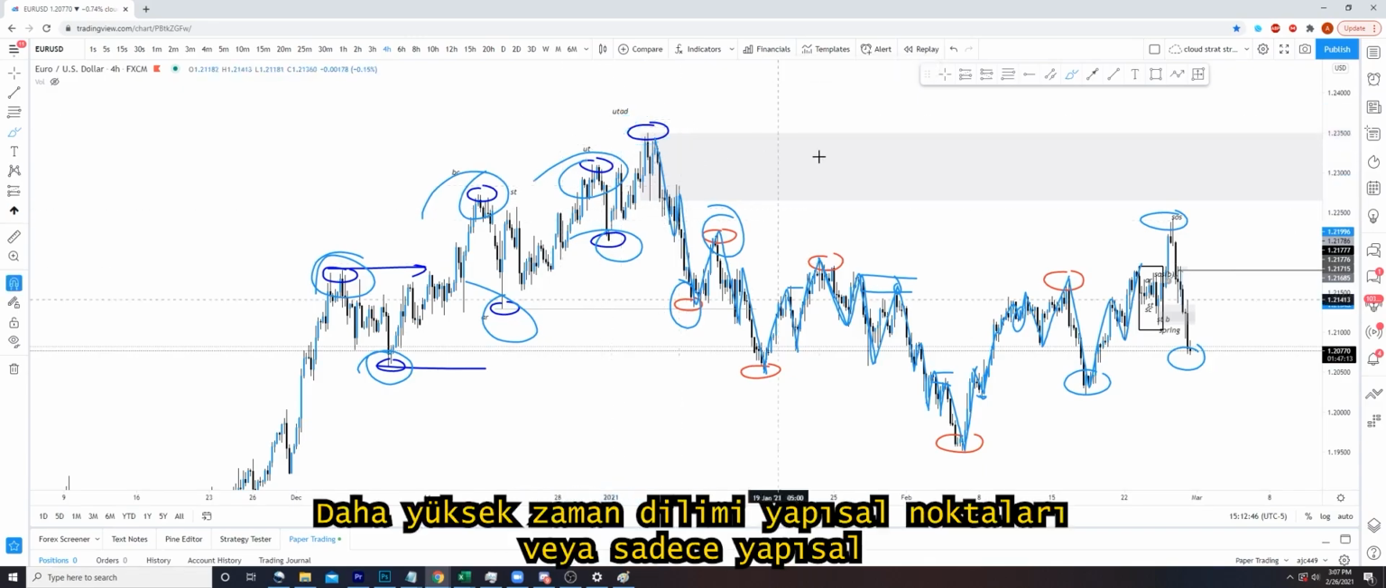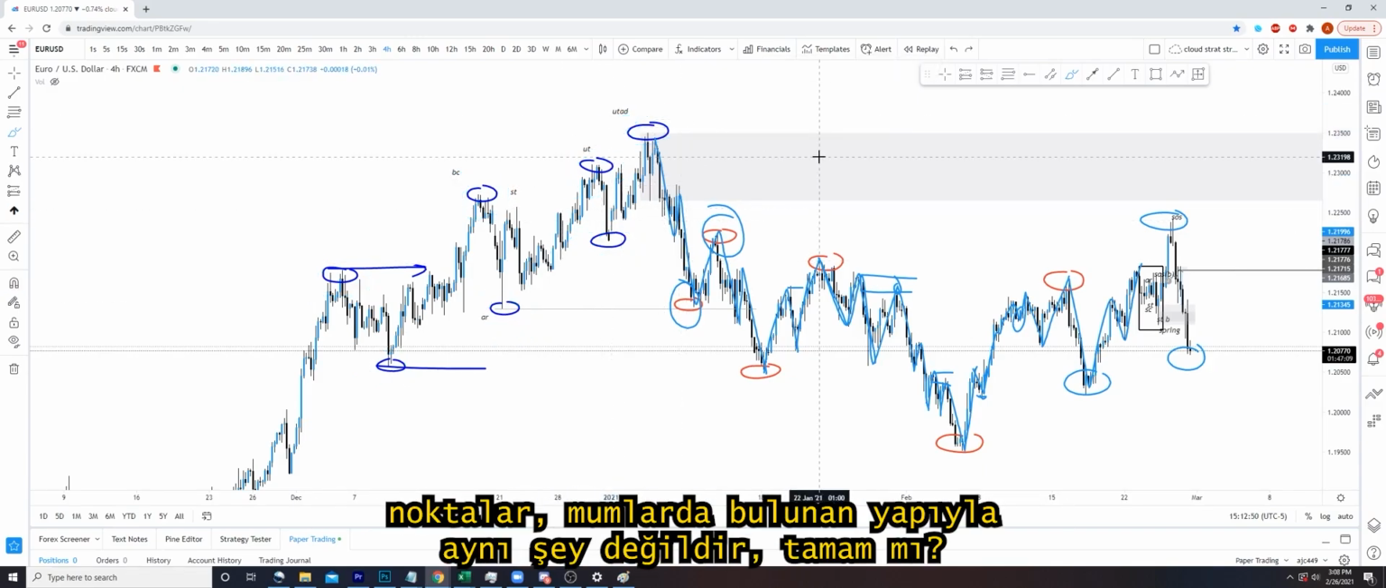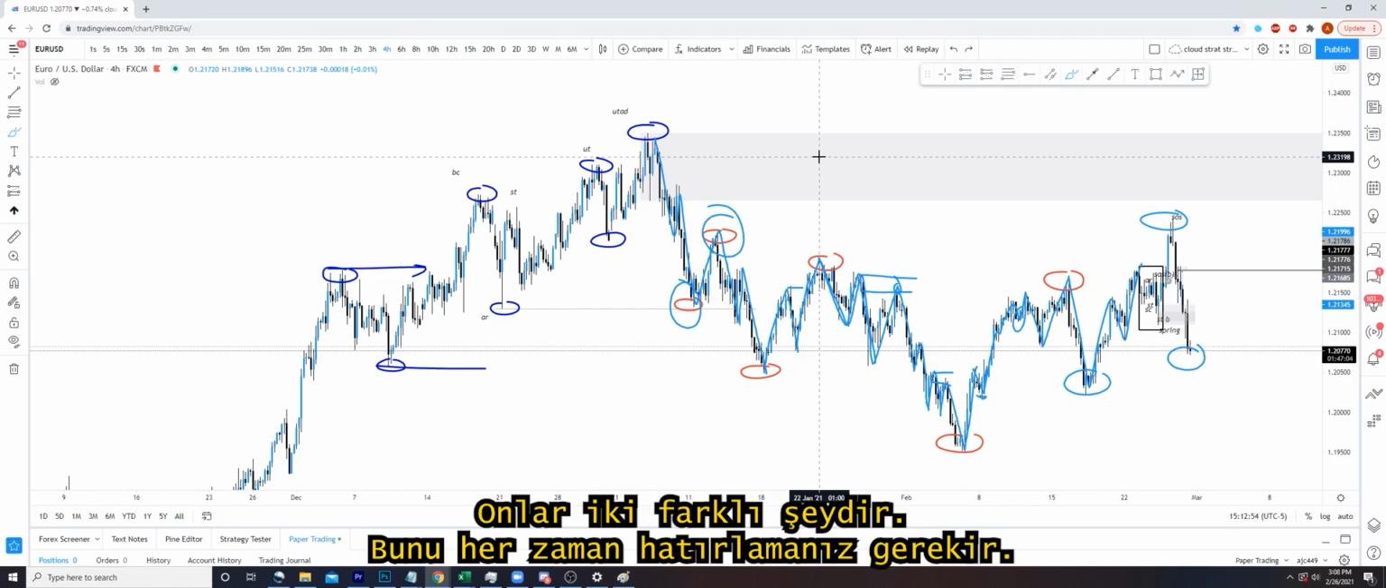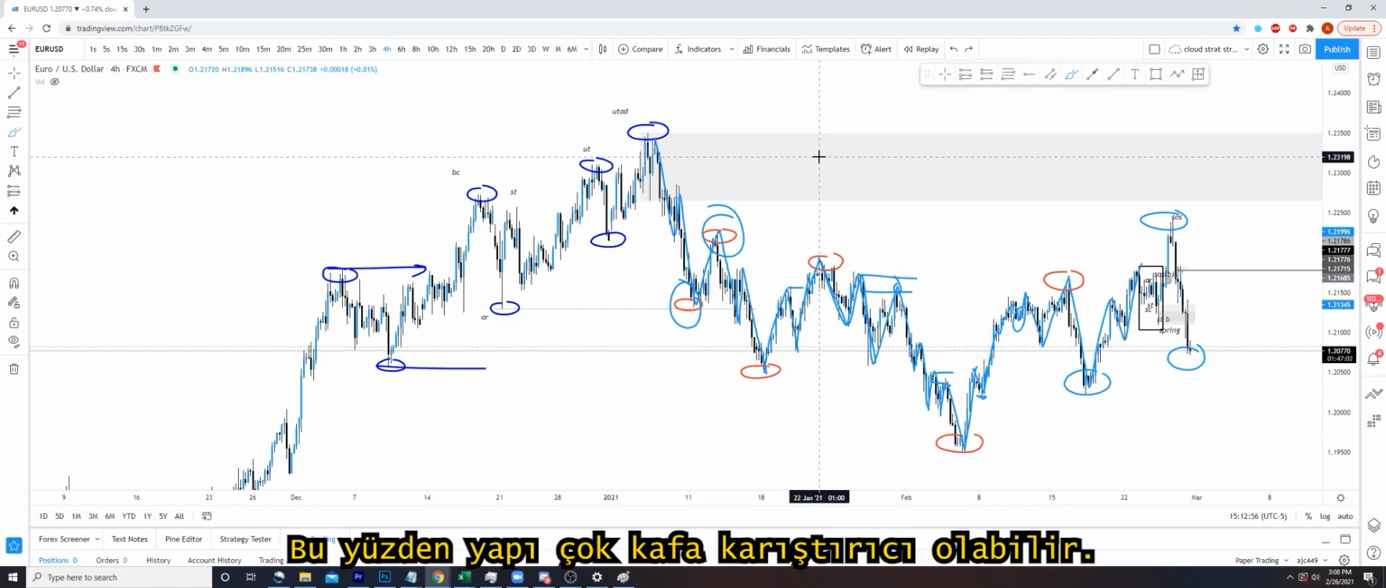Always remember this. The higher time frame structural points, or just the structural points, are not the same as the structure found in the candles, right? They are two different things. You need to always remember this. This is why structure can get very confusing.